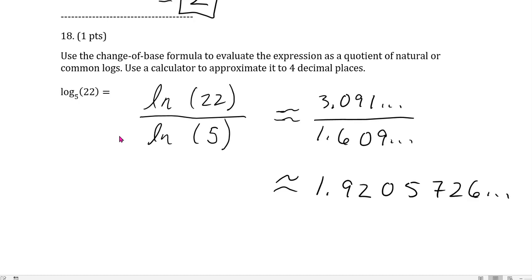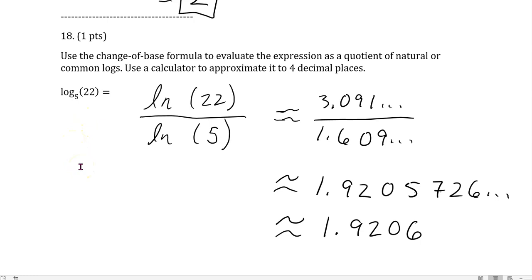1.9205726. This can be rounded to 4 decimal places by rounding to the 4th place, which is where the 5 is now. Since the next digit is a 7, we round up and this will become a 6. That gives us 1.9206 for the approximate value of the logarithm base 5 of 22.